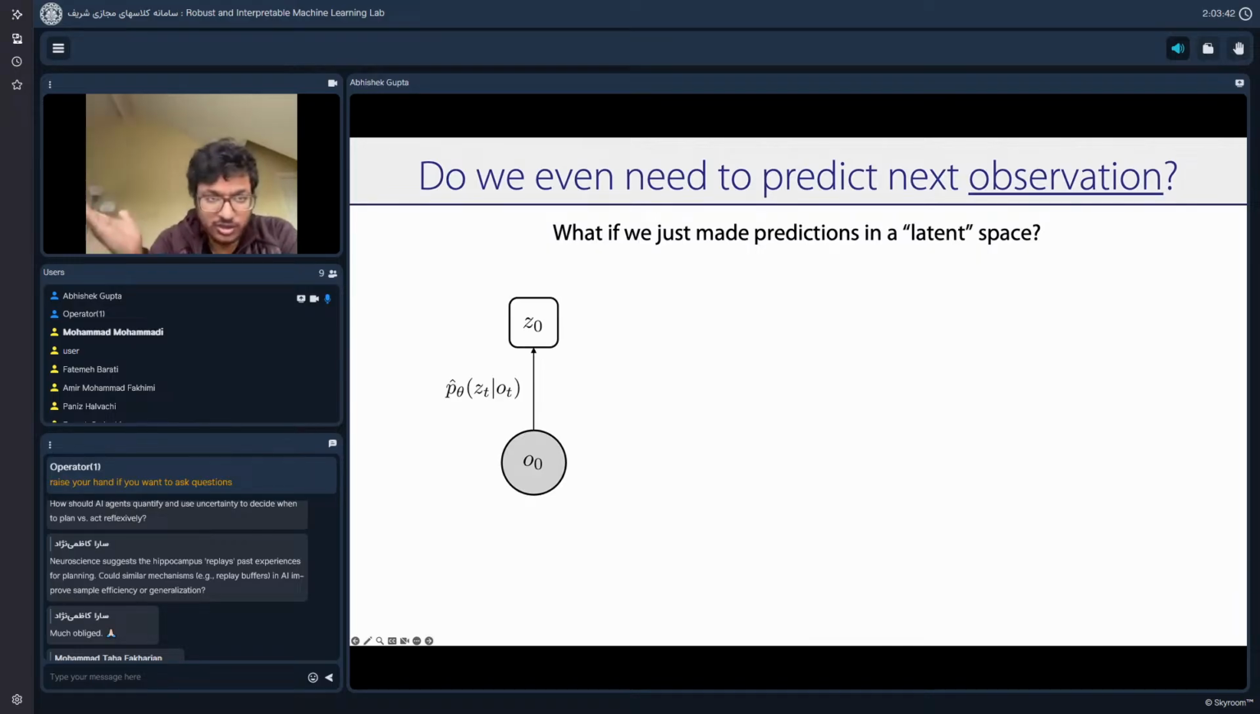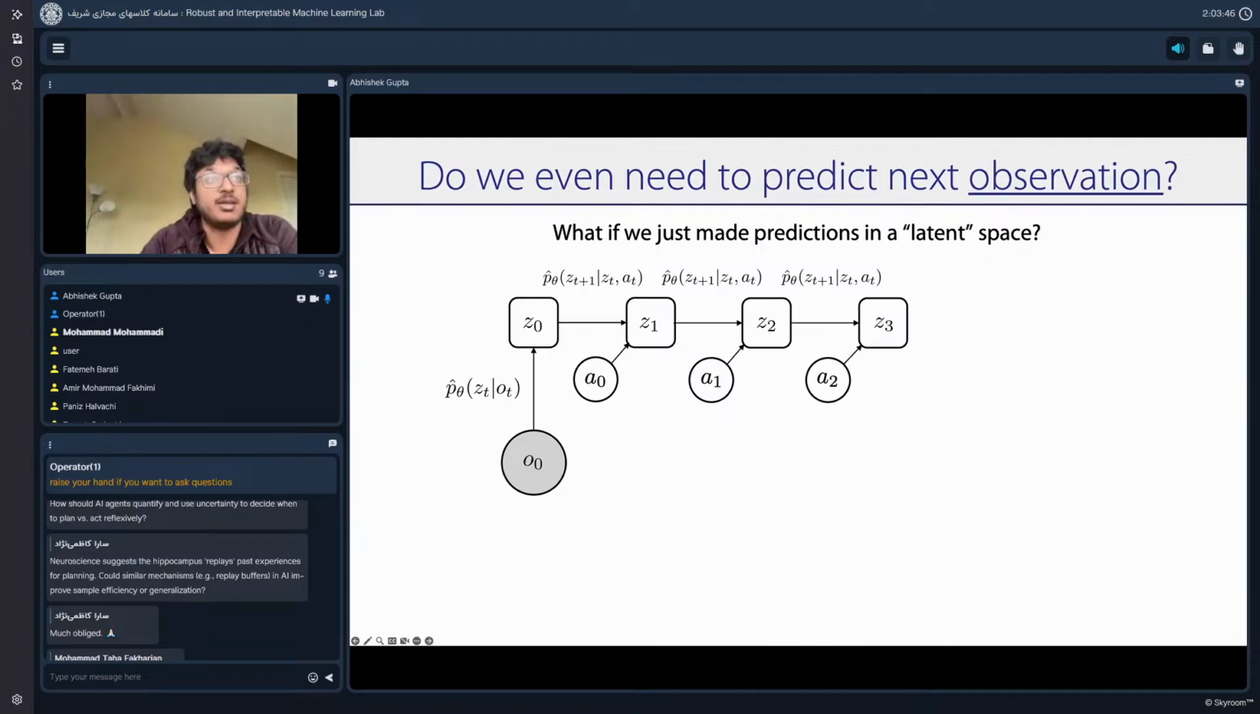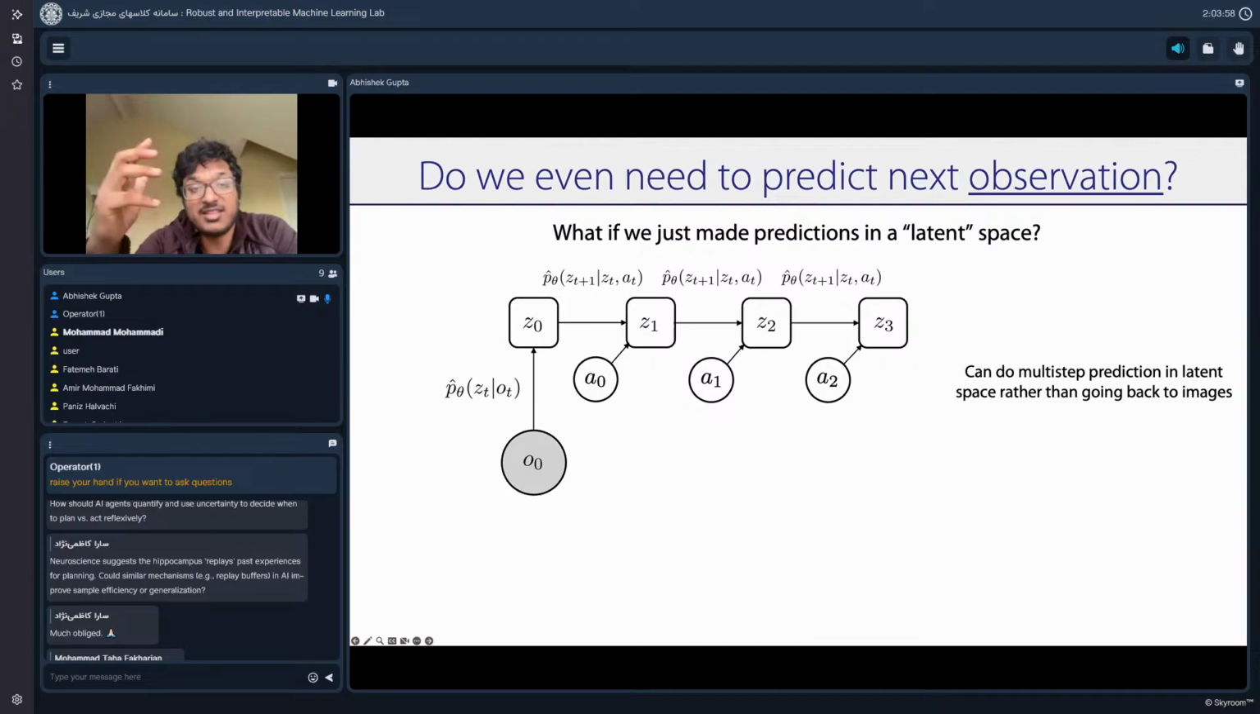So you go from observations to a latent space, and then you make future predictions in the latent space, which is a more compact space. Right? So this is nice because you're no longer predicting things in terms of future pixels. And the nice thing is you can do multi-step prediction in latent space without having to go back to images. So you don't have to go through the process of generating an image, feeding it back in, generating an image, feeding it back in, and so on.